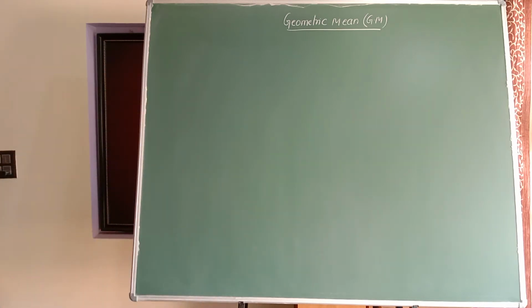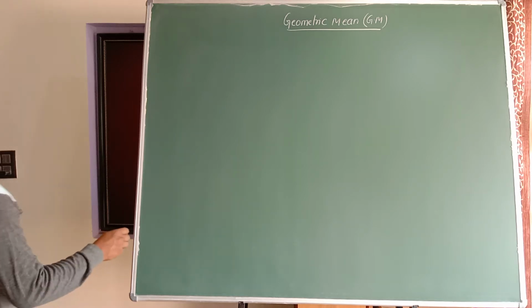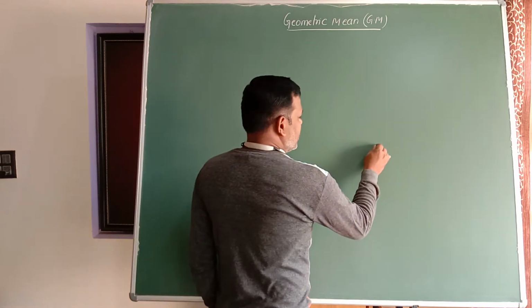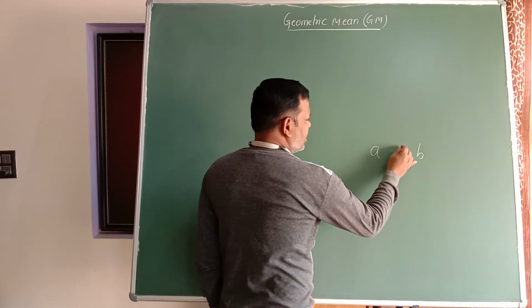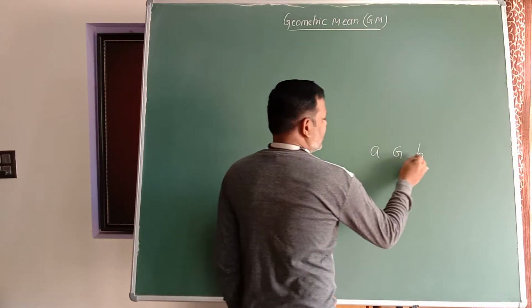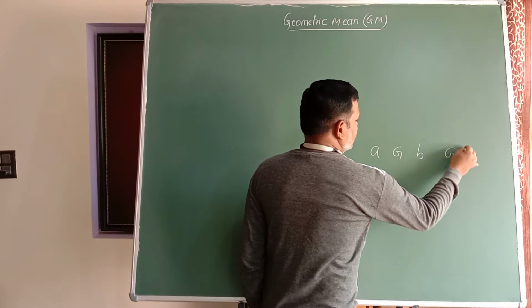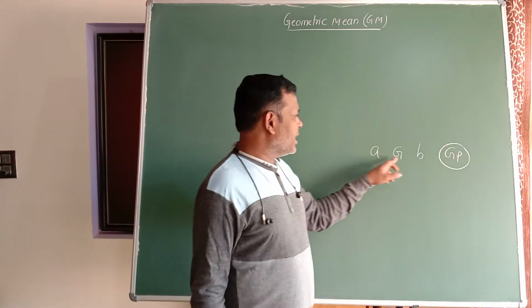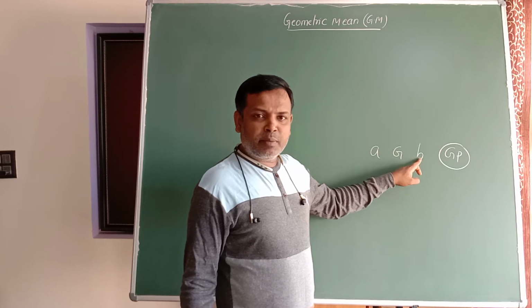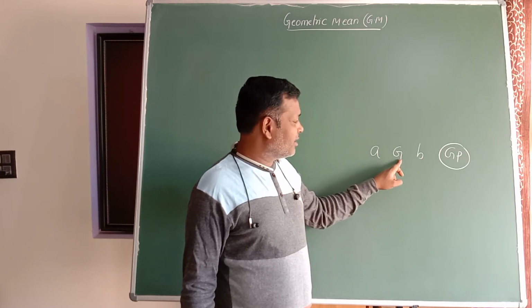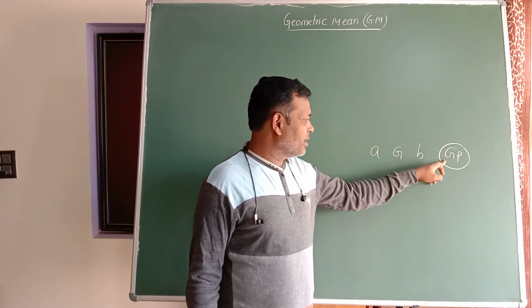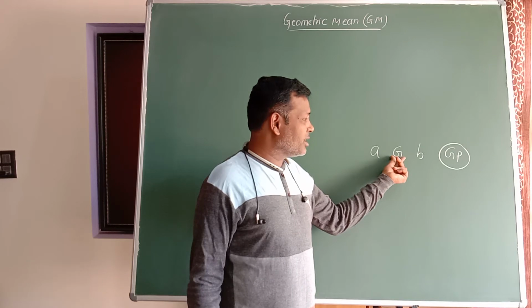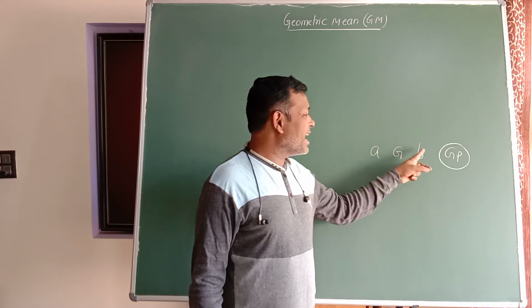Now let us understand what the geometric mean is. Look at this. I am considering two numbers. Suppose A and B are the two terms. If I introduce a number, let it be G, these three numbers together form a geometric progression. Let A and B be any two numbers. Here I am introducing the term G. Then A, G, B are in geometric progression. Then this capital G is called the geometric mean between A and B.